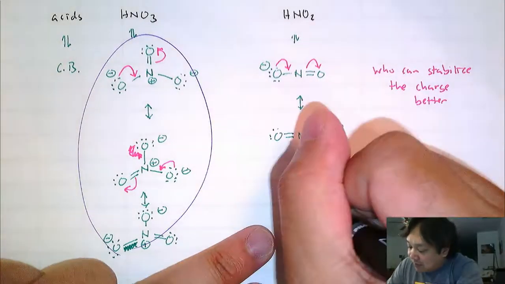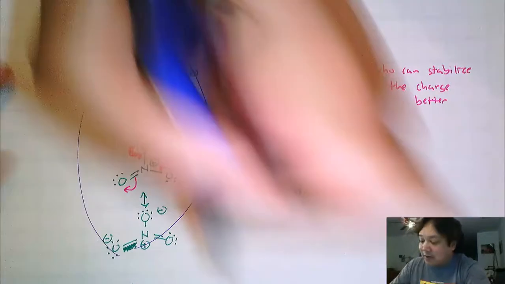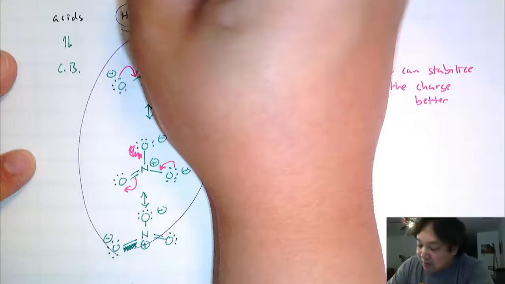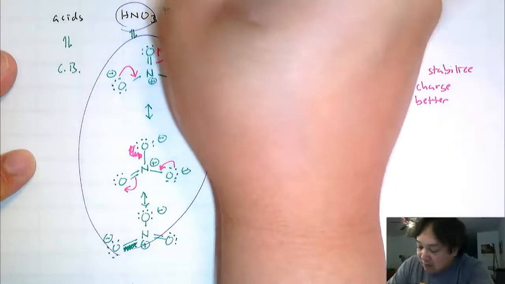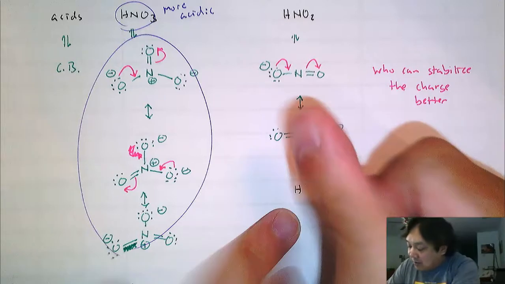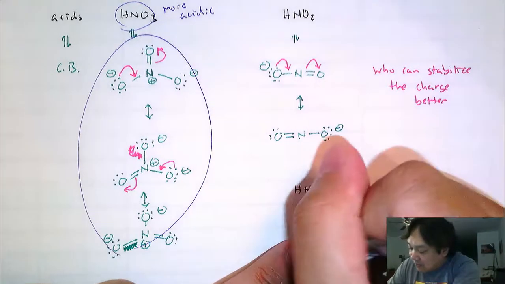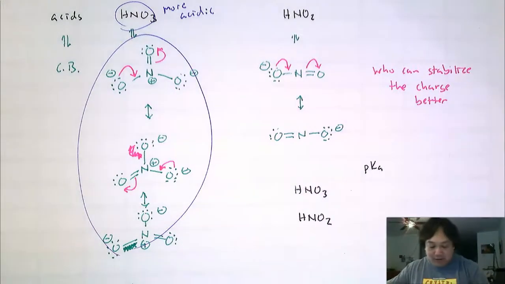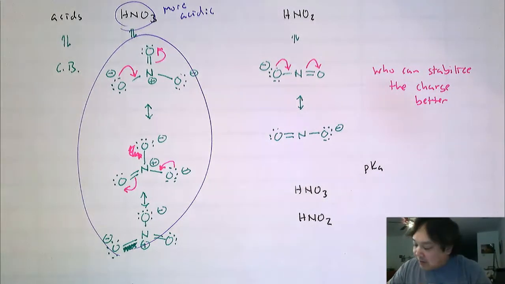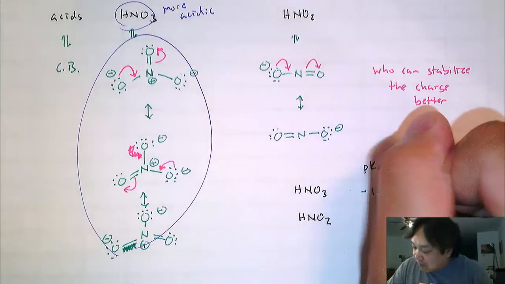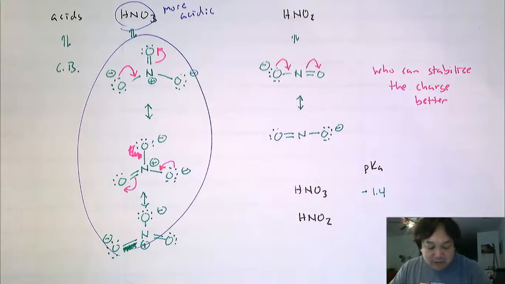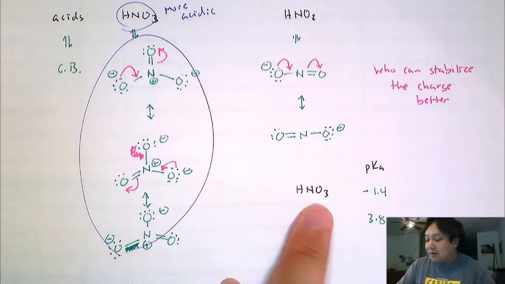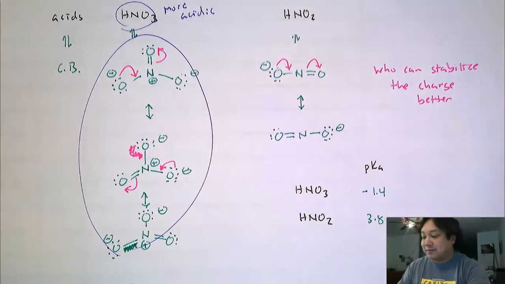If we look up, before that, what does that make nitric acid? Nitric acid is the more acidic. If we look up nitric acid versus HNO2, which is nitrous acid, the pKa, I looked this up beforehand. It's minus 1.4 for nitric acid versus 3.8. Nitric acid is the more acidic acid.